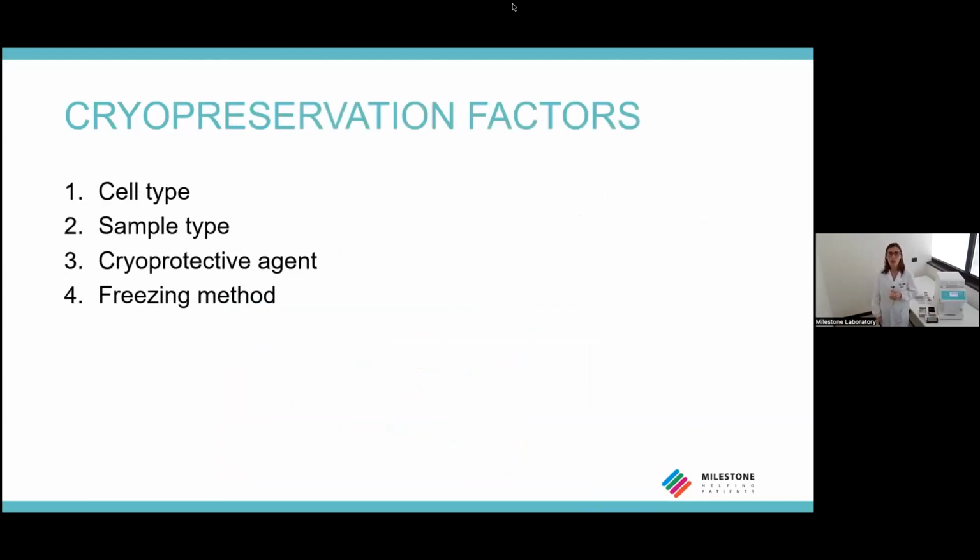Now we can see which are the factors that affect the cryopreservation quality. The first two, cell type and sample type, are unmodifiable, while we can act on the cryoprotective agent and freezing methods.